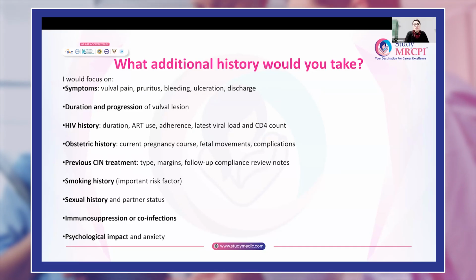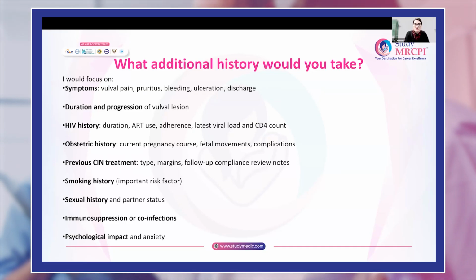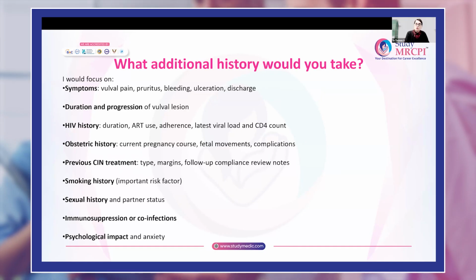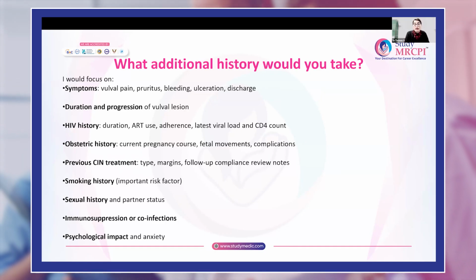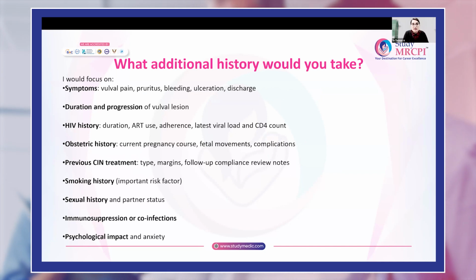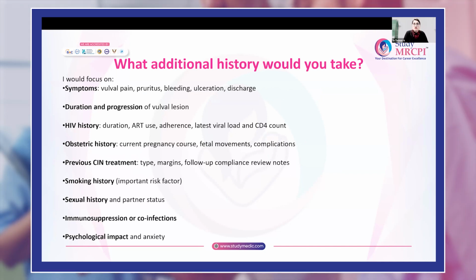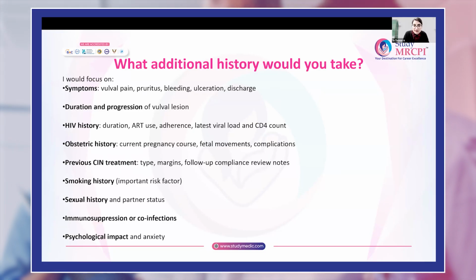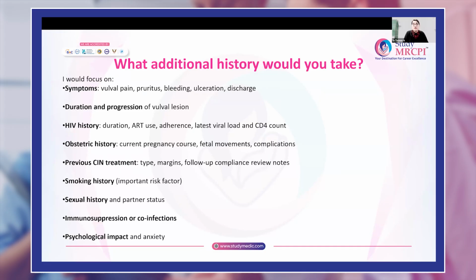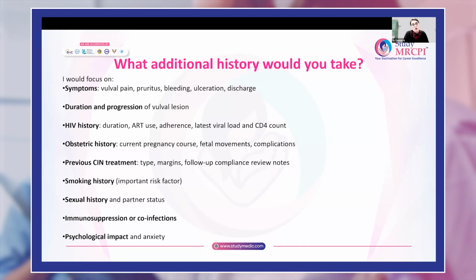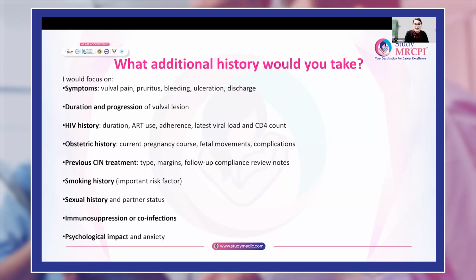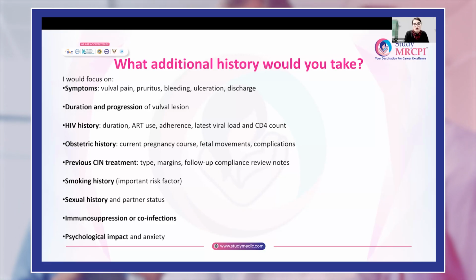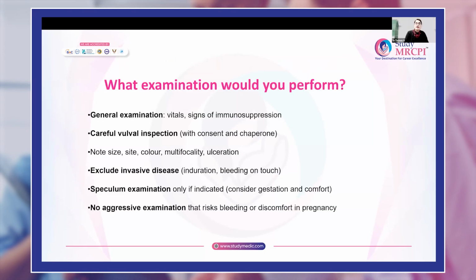Her obstetric history, previous cervical intraepithelial neoplasia treatment: how was it treated? What about the follow-up? Her personal habits and smoking history are very important, as smoking is one of the risk factors for the development of vaginal intraepithelial neoplasia as well as cervical disease. Sexual history, sexual partners, previous sexually transmitted infections, immunosuppression and co-infections, and psychological impact, as she is having multiple problems. So what about the mental health of the woman?